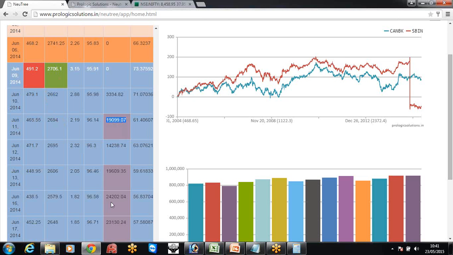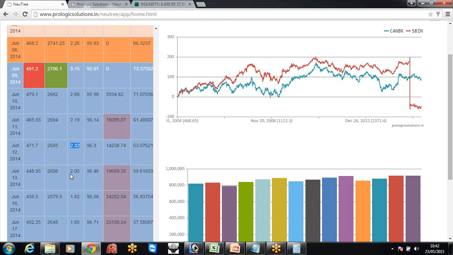So 19,000 rupees, why? The reason it is showing in a different background is that it is giving an indication that your 20% return is already done. That is 1, 2. Second day, your 20% return is already done. So you can exit the trade. Now, in case you don't exit the trade, you will want this figure to come down to 1. That is when you exit the trade.